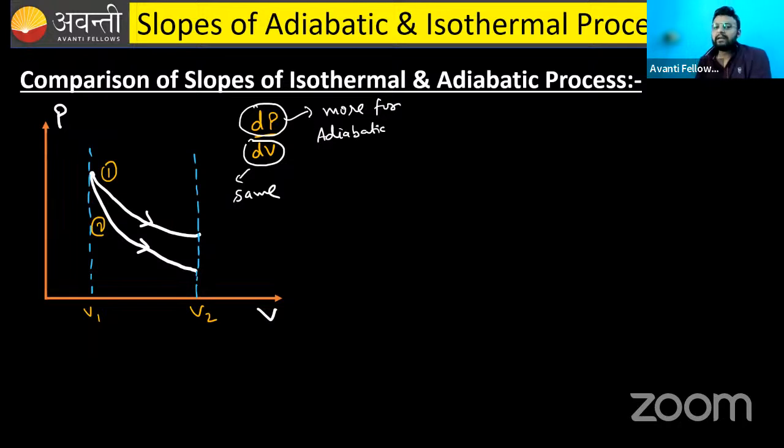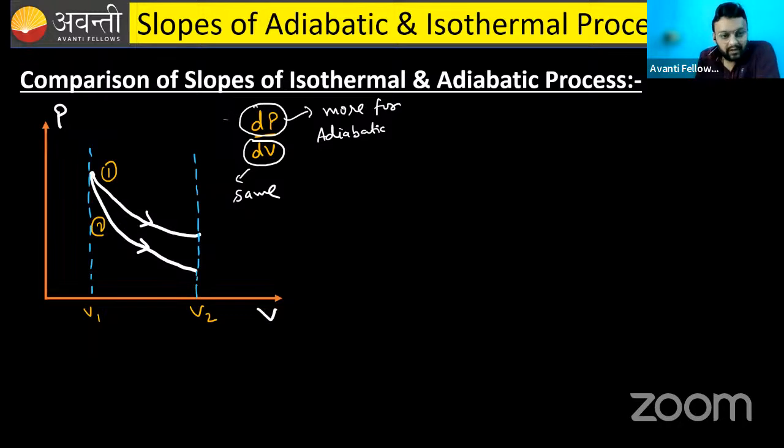What is the meaning of dP? dP means change in pressure. So the change in pressure should be more in the adiabatic process. I think you are getting the point. dV is the same for both process 1 and process 2, but the adiabatic process has more slope. For that, the change in pressure should be more.